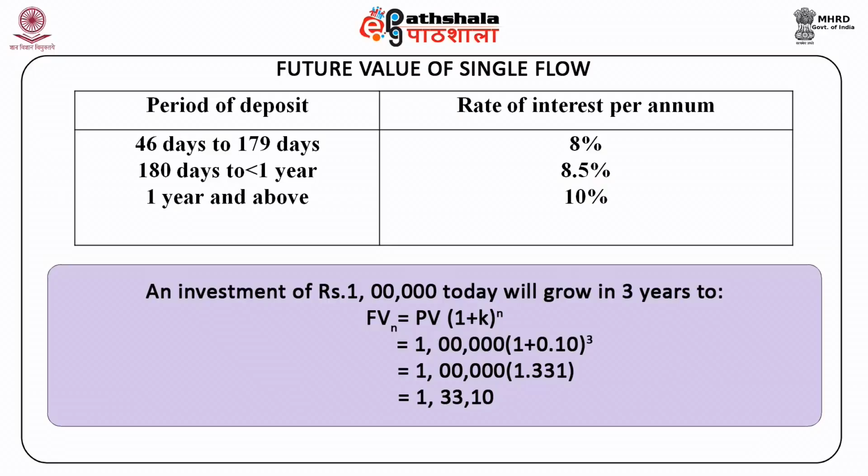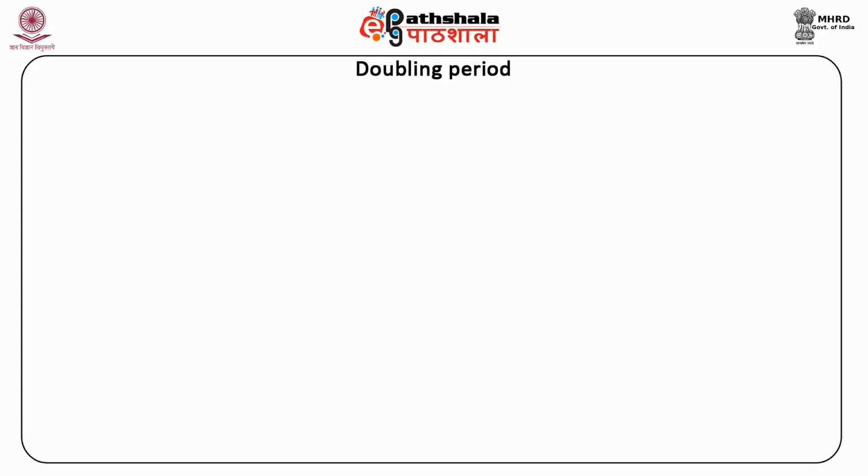An investment of rupees 1 lakh today will grow in 3 years to FV is equal to PV into (1 plus K) raised to power n. Here in this case, PV is 1 lakh, and the rate of interest is 10%. So 1 lakh multiplied by (1 plus 0.1) raised to power 3, which comes to 1 lakh multiplied by 1.331, which is equal to 1,33,100.